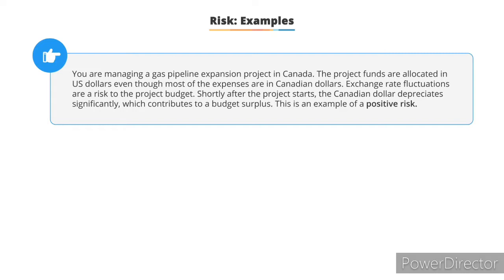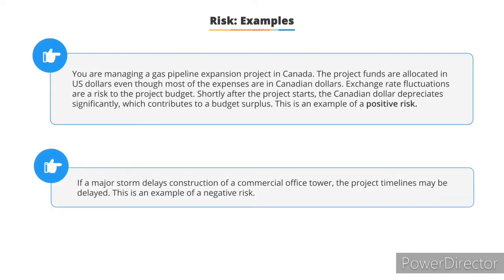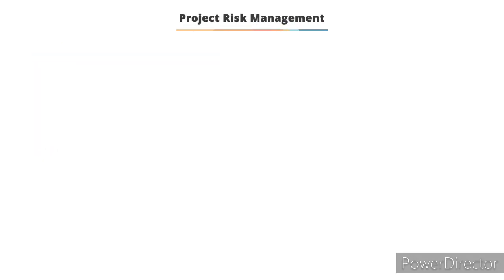Another one is if a major storm delays construction of a commercial office tower, the project timelines may be delayed. This is an example of a negative risk. Now that we have some context on risk types, let's look at risk responses, starting with positive risks next.